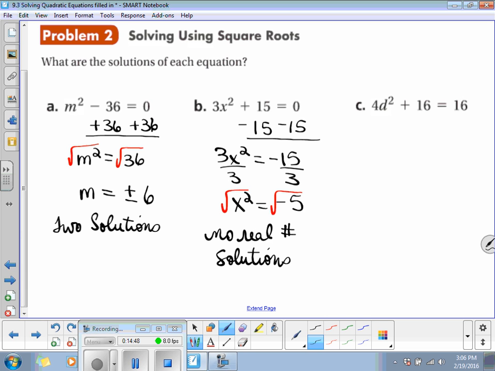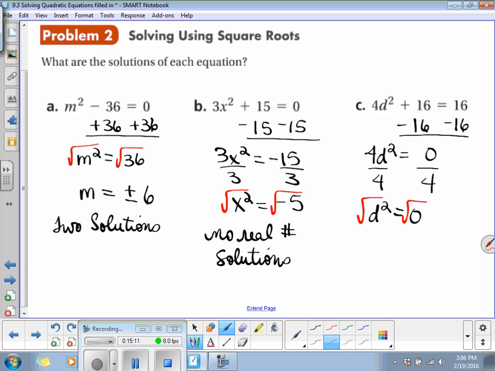So here, again, solving for d, we're going to subtract 16 on both sides. This gives us 4d squared is equal to 0. We'll divide by 4. So d squared is equal to 0. How do I get to d by itself? Square root. So d is equal to what? 0. Positive and negative? No, because there's no such thing as a negative 0, right? It's just 0. So, how many solutions? One solution.